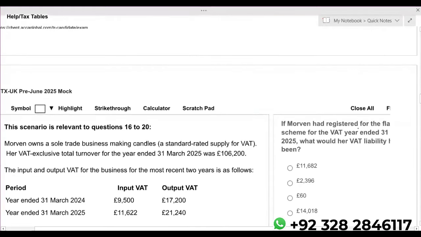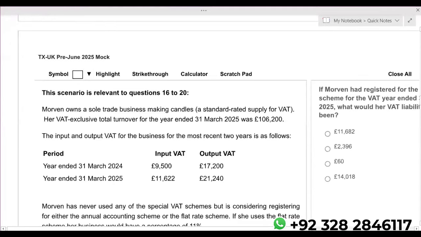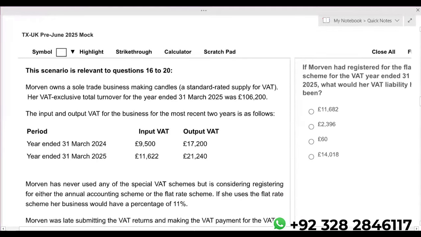If Morven had registered for the flat scheme for the VAT year ended March 25, what would her VAT liability have been? Okay, let's see. In a flat rate scheme, as we have just discussed, we need VAT inclusive supplies multiplied by the flat rate percentage, which the examiner gives you, and they have given you here 11%.